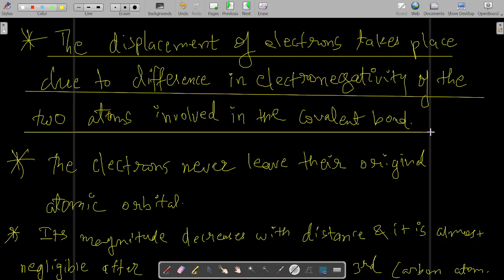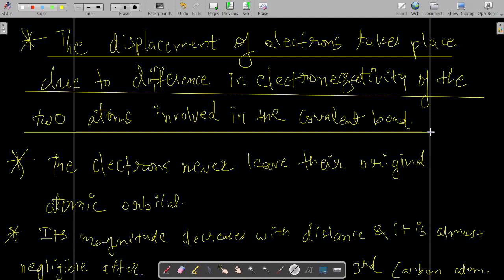Chlorine was more electronegative and carbon was less electronegative. So the sigma electron pair, please remember that pi electron pairs are not displaced. Pi electron pairs do not show the inductive effect, only sigma electron pairs show the inductive effect.